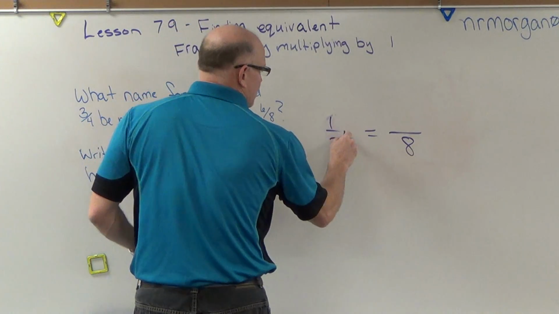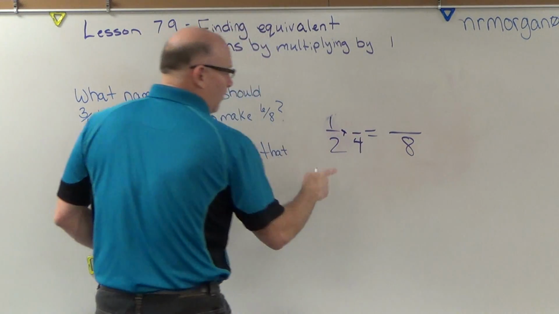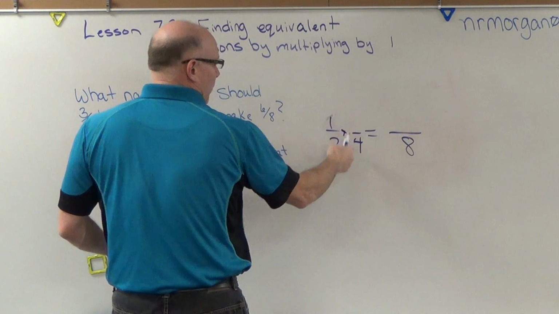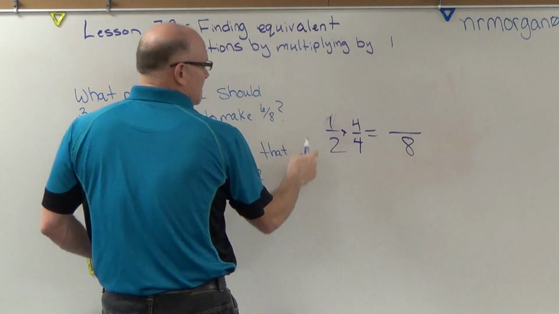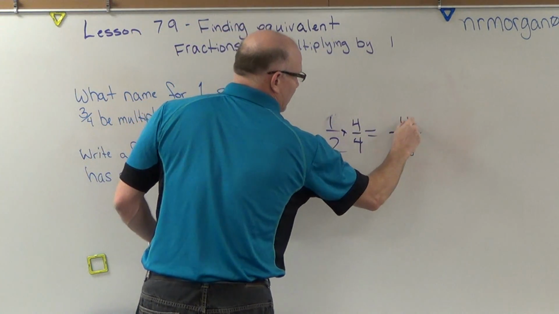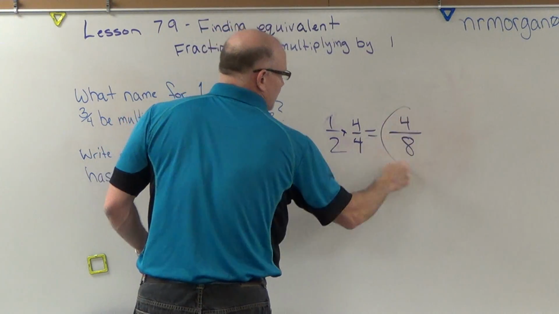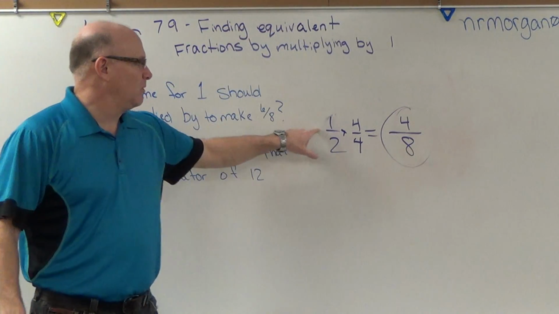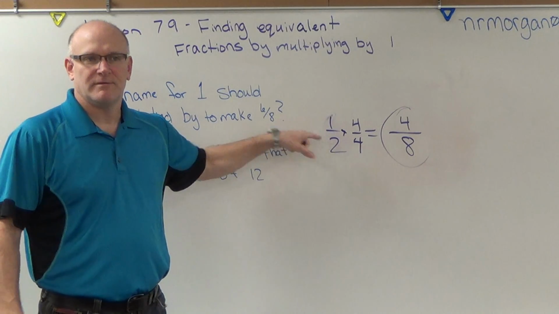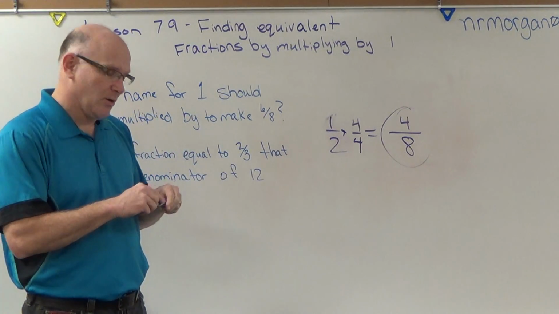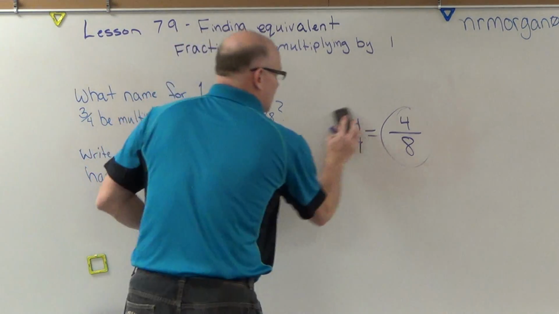And we know that 2 times 4 will equal 8. And we want this to be 1, so we want the same number on top. So 1 times 4 is 4. 2 times 4 is 8. So we know 4/8 is equal to 1/2. Okay? I hope that works for everybody.